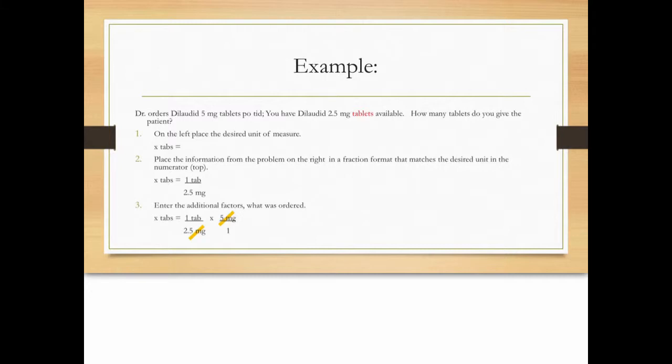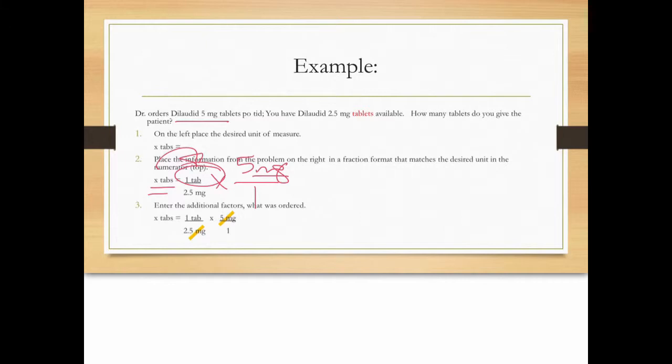Remembering to keep, most importantly, the tab at the top. If that's what you're solving for, keep it on the top. Then you're going to put a multiplication sign, another fraction, and the dose that we're looking for is 5 milligrams. So we'll write in 5 milligrams. Remember, you have to write in your measured units. And you can put it over 1 because anything by itself can be placed in a fraction format over 1.